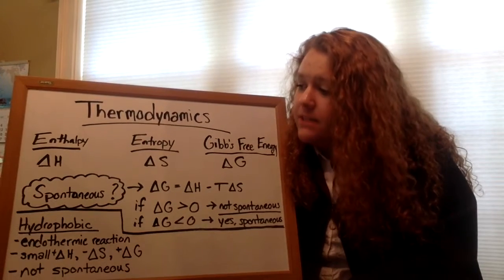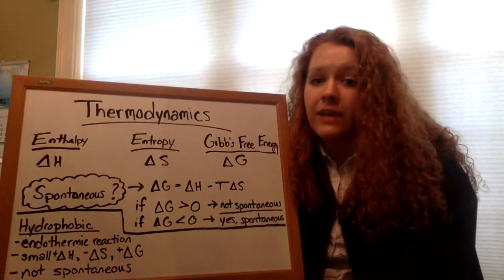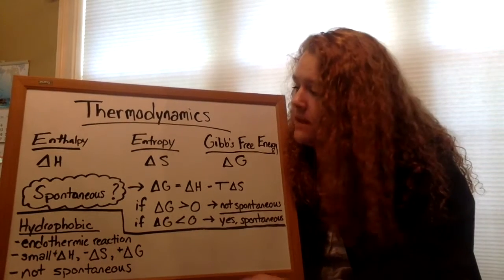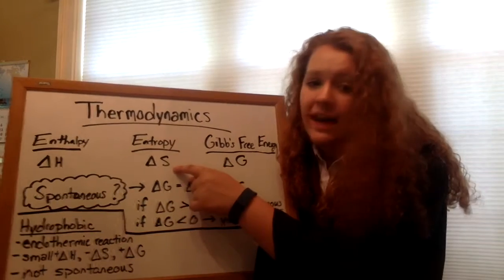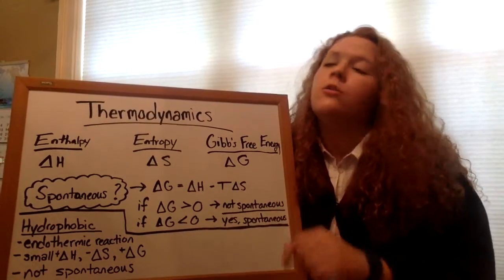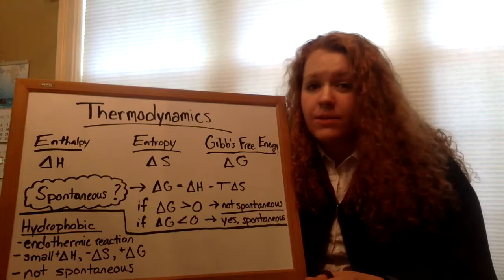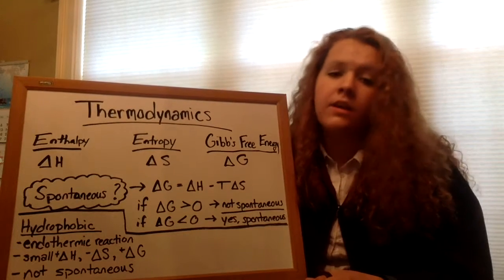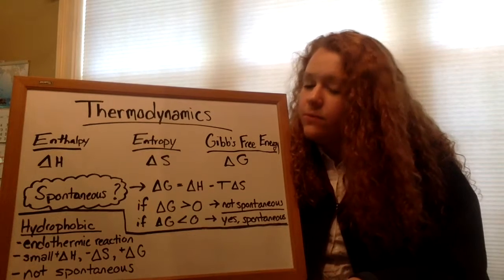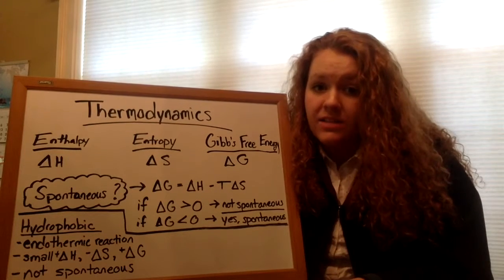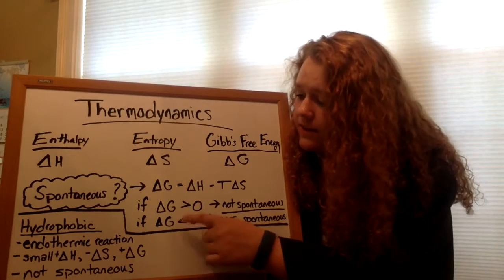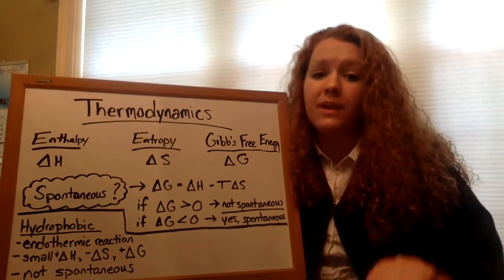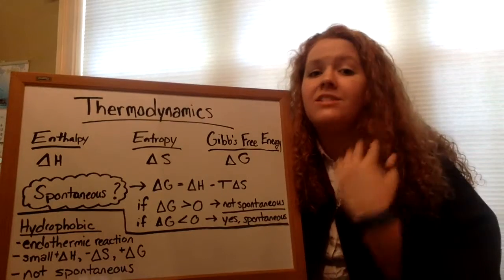So that's going to be notated by delta H. And then entropy is the amount of disorder in a substance, okay? So that's going to be notated by delta S. And then we have Gibbs free energy, which is the energy associated with a chemical reaction that is capable of doing work, okay? Now, in order for a reaction to be spontaneous, the Gibbs free energy has to be negative. It can't equal 0 or be above 0 because then it's just not going to happen.